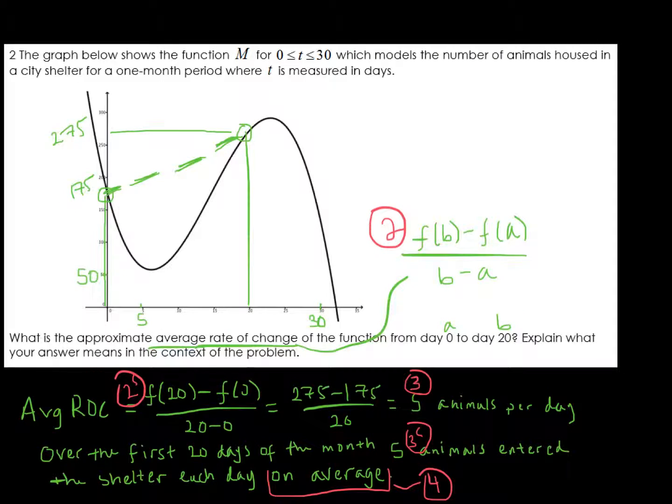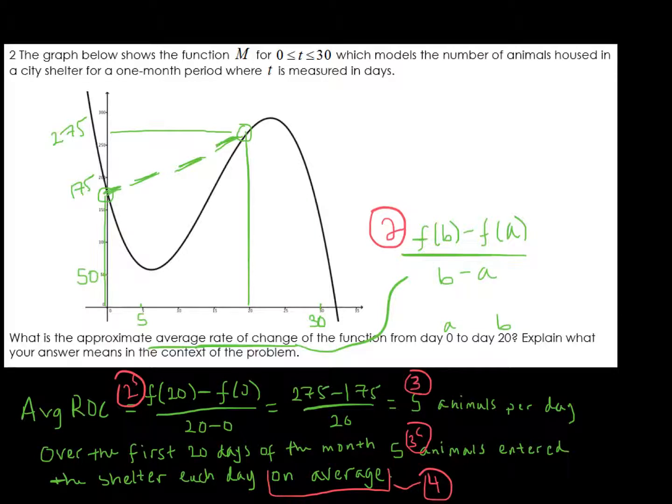Right here I'm finding the average rate of change. It's important to remember that the average rate of change is essentially the slope between the 2 points. So my points are at 0 and 20. And so I need to find the slope between these 2 points. In other words, I need to find the change in y, f of b minus f of a, divided by b minus a.